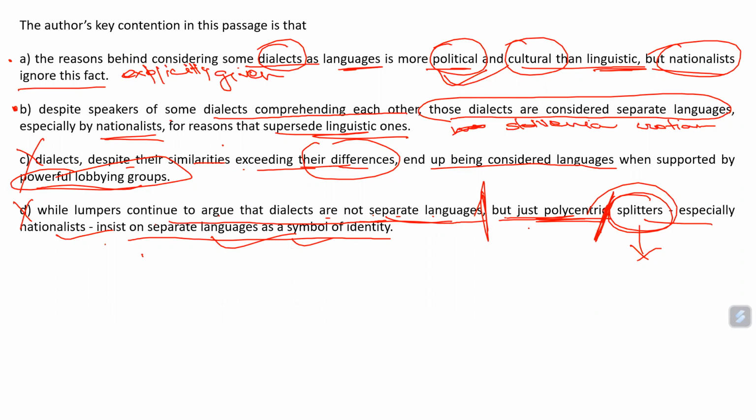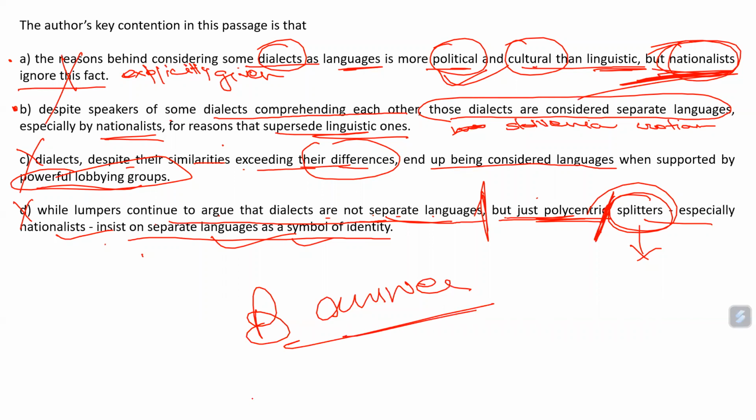अब आते हैं A और B में. A says the reason behind considering some dialects as language is more political and cultural than linguistic, but nationalists ignore this fact, right? So nationalists are not ignoring this fact. Nationalists are saying that we have to create that out. We have to do, this is not something that can be ignored easily, right? So nationalists' main focus is on this fact, and that's why option A will be eliminated. So option B is your answer, right? Let's move to the next question.